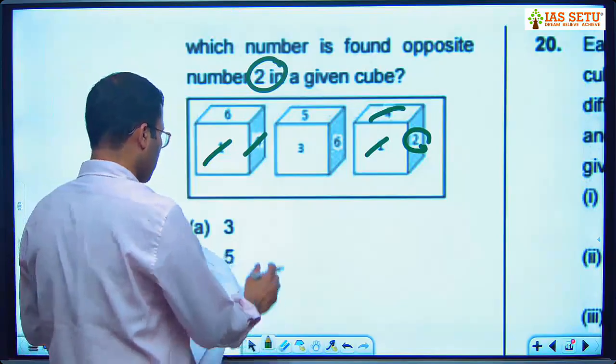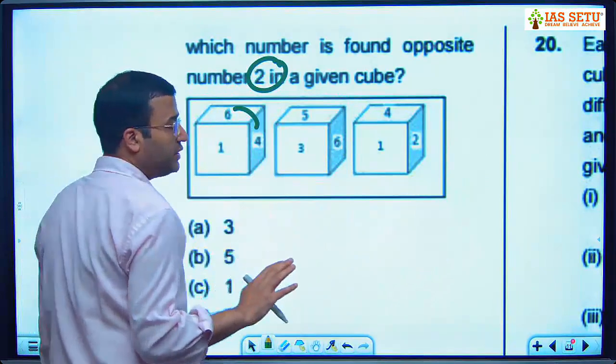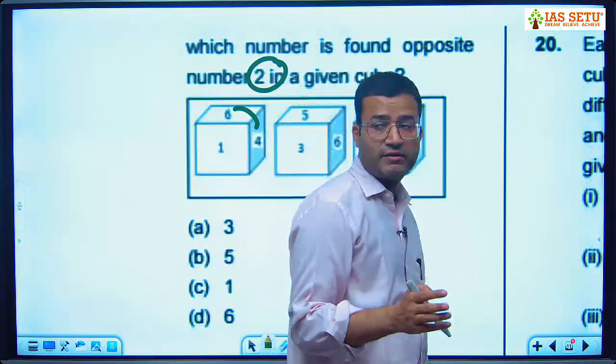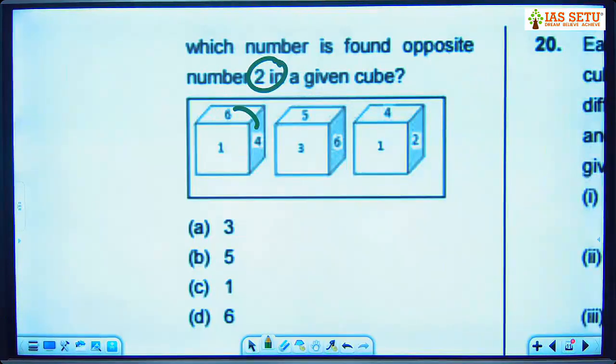इवन पहला और दूसरा भी यूज कर लो. पहले और दूसरे में क्या दिक्कत है? See here, examiner sometimes give extra information, but it doesn't mean we have to use all the information. We have to find the answer.